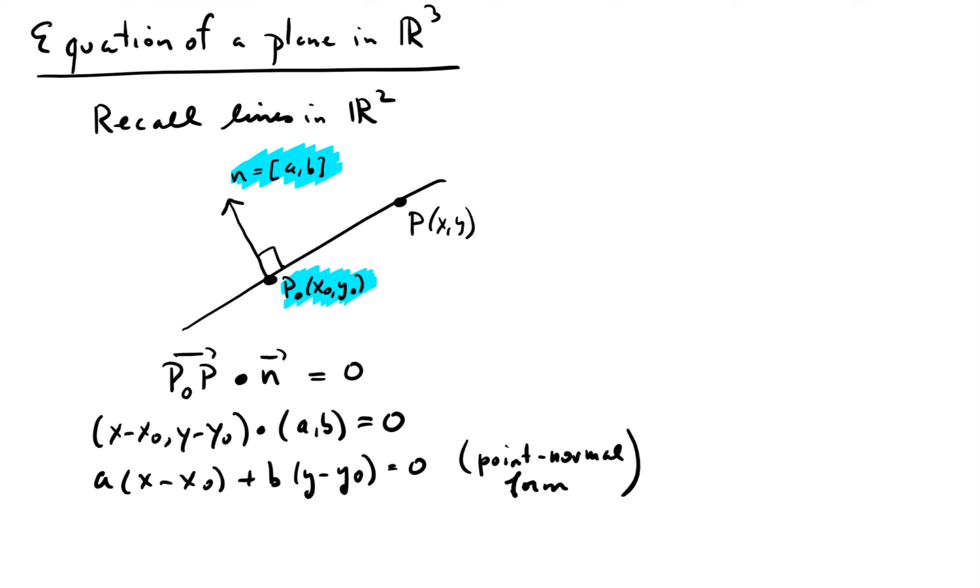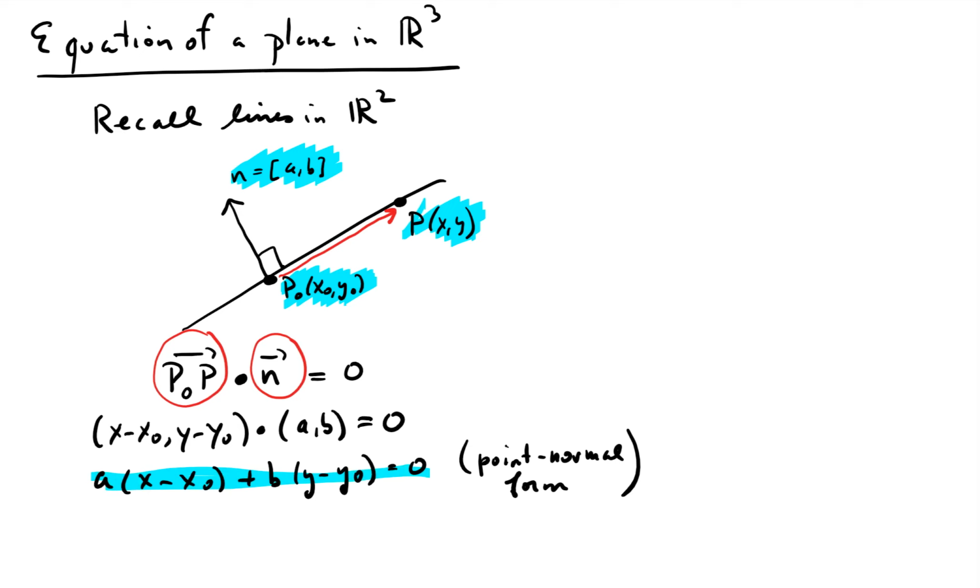Now, if we're given another point P on the line, the equation of the line is given by the fact that the vector going from P0 to P will make a right angle with n. So that means that the dot product of these two vectors is going to be equal to 0, and by doing that we calculated P0P, that's x minus x0, y minus y0, dot product with AB, and we got the point normal form for our line.